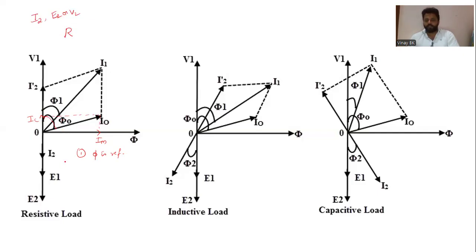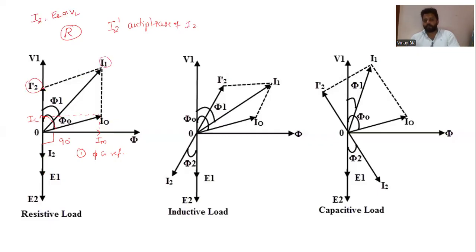At the same time, the EMFs E1 and E2 are in phase with each other and lag phi at an angle of 90 degrees. I2 is in phase with E2 as the load is a resistive load. So to get the value of I2 dash, it is always antiphase of I2, the opposite direction of I2. If you add I0 and I2 dash, you can get I1.